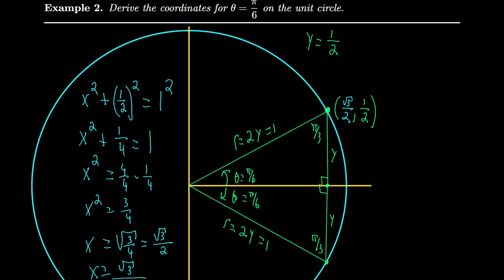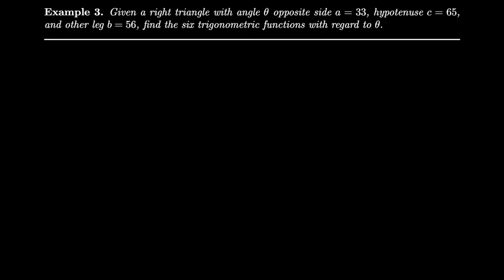Let's look at a couple more things, and then we're done. So given a right triangle with angle theta opposite side A equals 33, hypotenuse C equals 65, and other leg B equals 56, find the 6 trigonometric functions with regard to theta. So here's the one thing that you're going to want to remember.